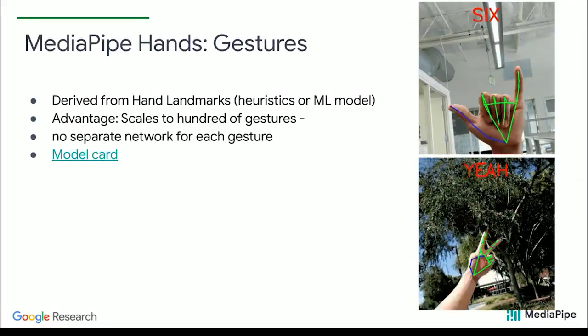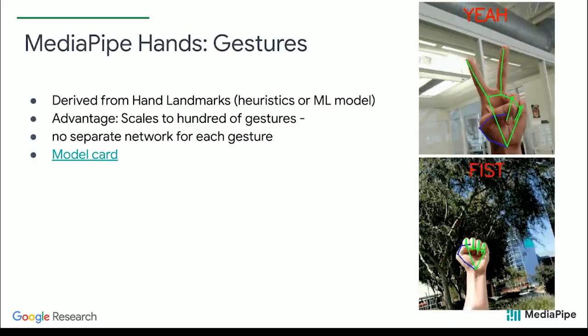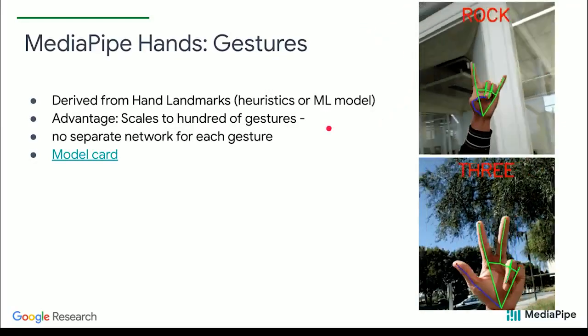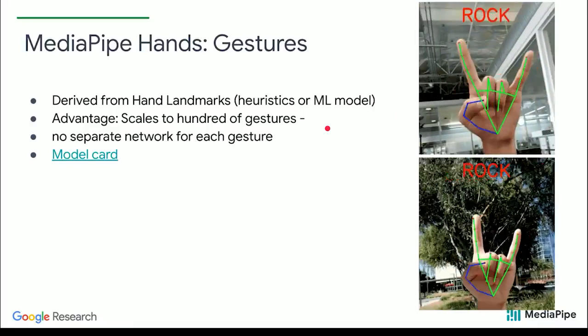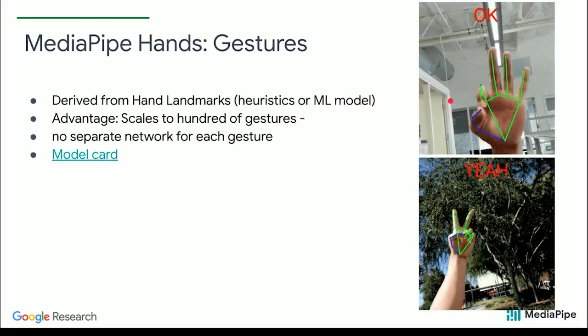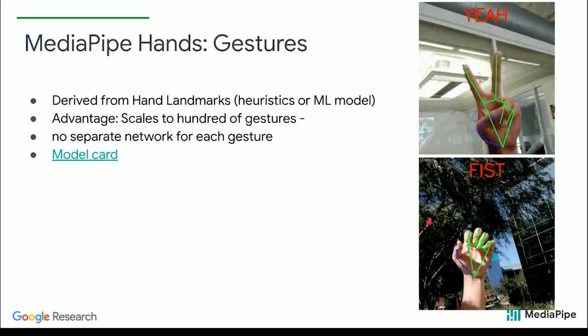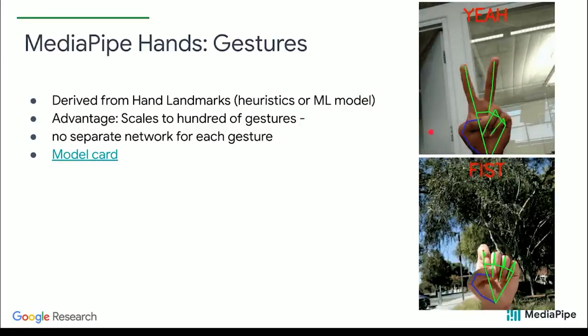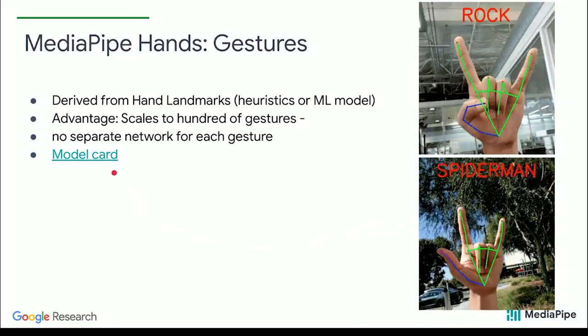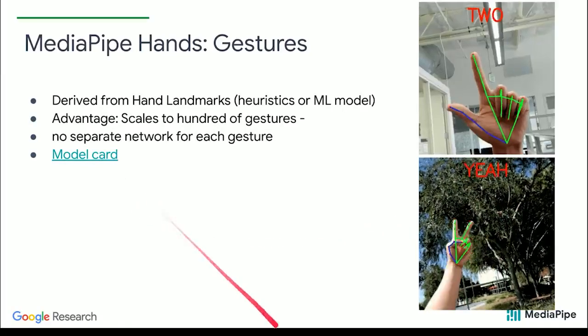One interesting application of hand tracking is gesture recognition. And using landmarks has the advantage that it scales to hundreds of gestures. So you don't need a separate network for each gesture, as you can see here on the right, where we simply use the heuristic of whether your finger is bent or not. MediaPipe Hands also comes with a model card, and we encourage you to check it out.